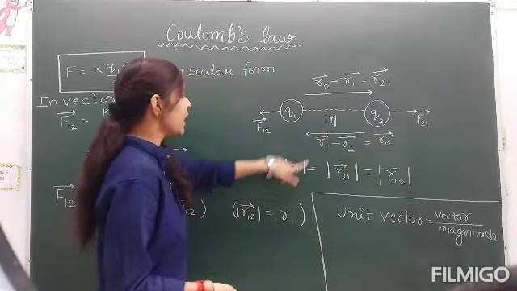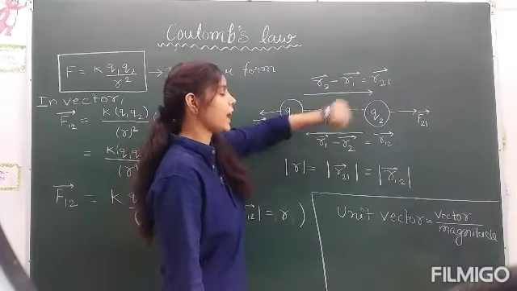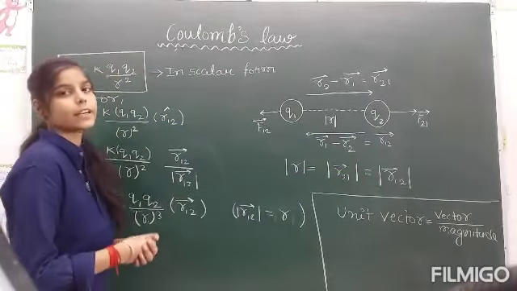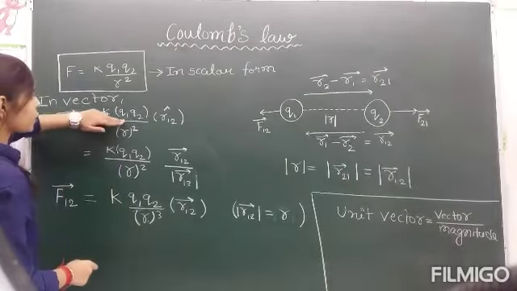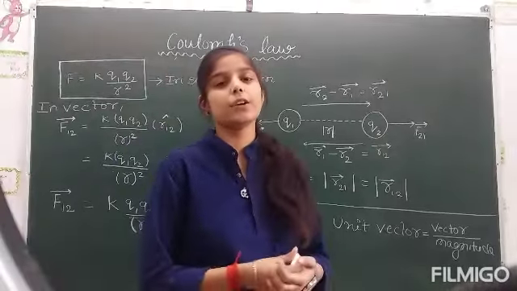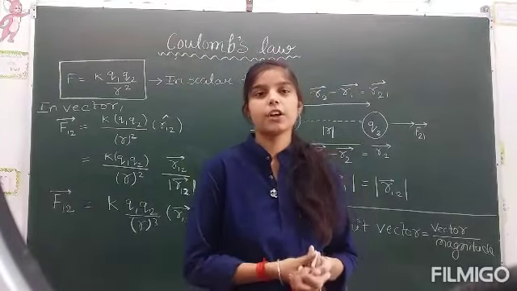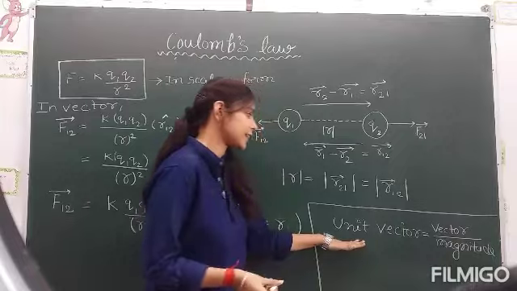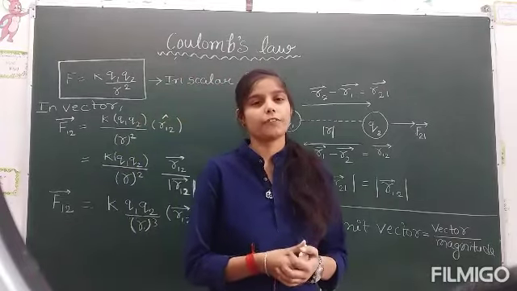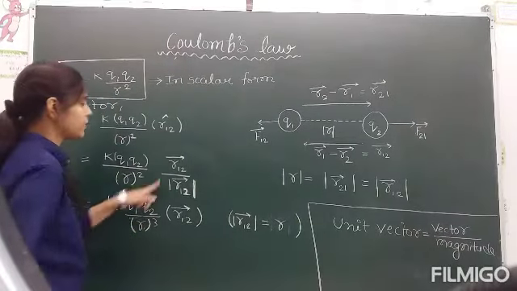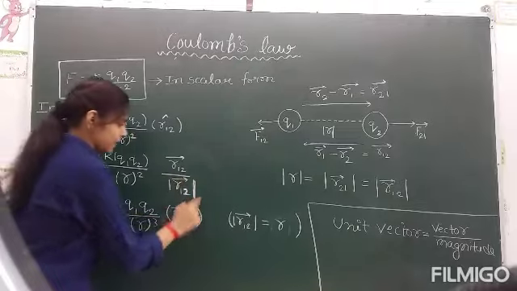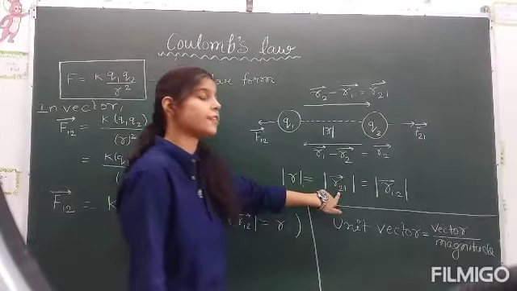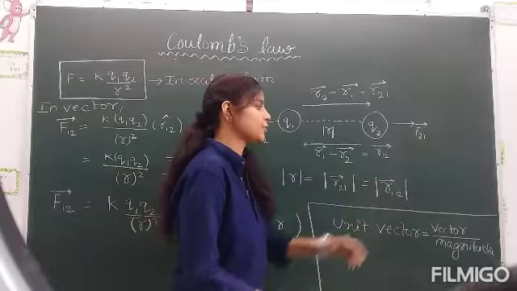From the figure we can see that R is equal to the magnitude of vector R12 and the magnitude of vector R21. So in vector form, we can write Coulomb's law as F12 is equal to K Q1 Q2 by R. Basically, we use a unit vector to describe the direction of the force. So here we will use unit vector R12 in the direction of F12. We already studied in class 11 that a unit vector can be written as the vector divided by its magnitude. So here also we can write the R12 unit vector as the vector R12 divided by its magnitude.